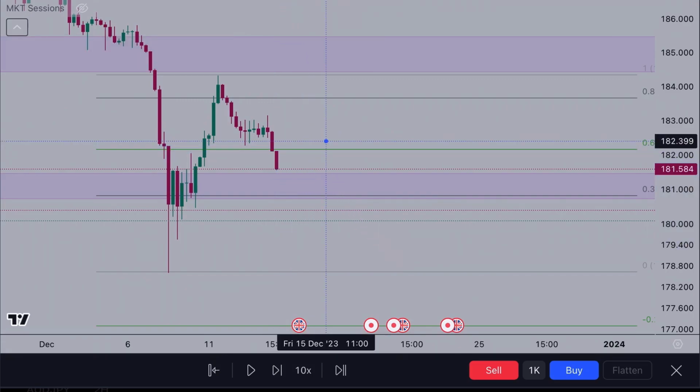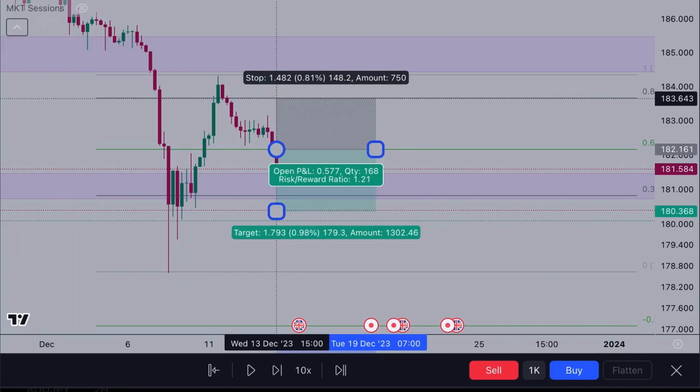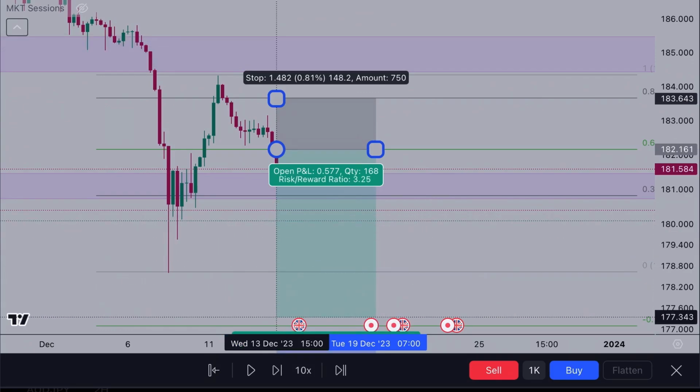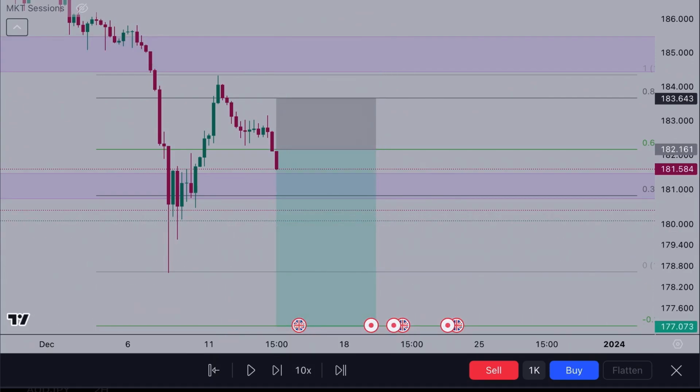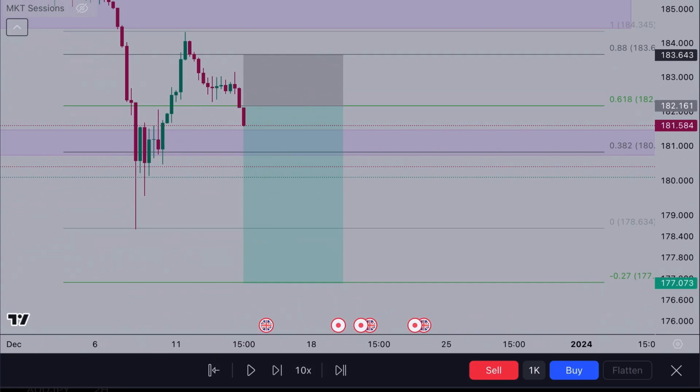So right now I will just put, yes, right now we're already in the trade. I will be in the trade to negative 27. Let's see how it plays out.